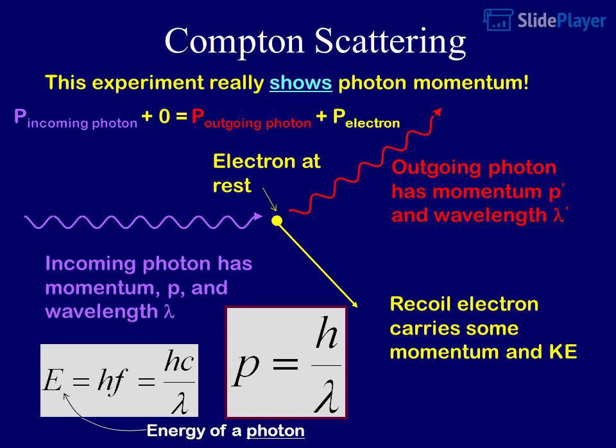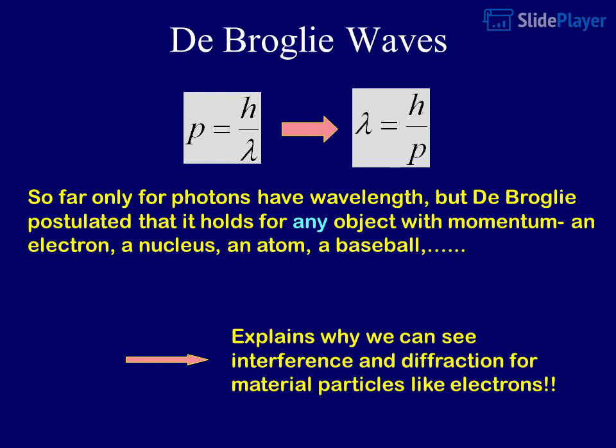Compton scattering. This experiment really shows photon momentum. Incoming photon plus electron at rest equals outgoing photon plus recoil electron. The incoming photon has momentum p and wavelength l. The outgoing photon has momentum p and a different wavelength. The recoil electron carries some momentum and kinetic energy. Energy of a photon. De Broglie waves.